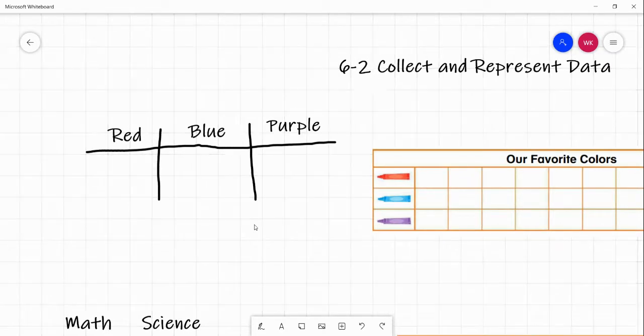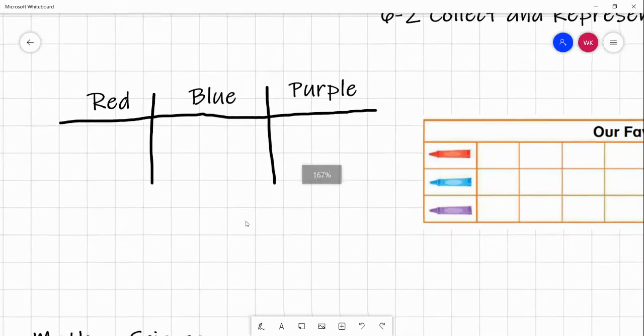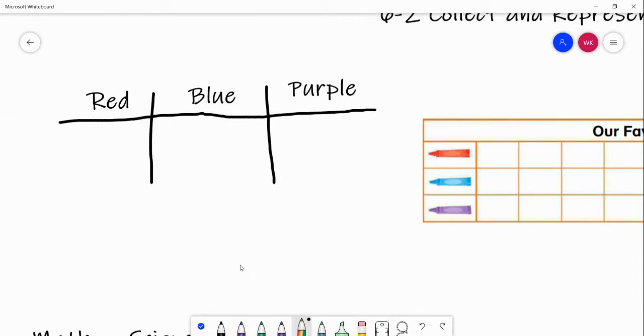So I'm going to ask Taylor. Taylor said her favorite color is red. So we have one tally mark for red. Leo said his favorite color is purple, so one for purple. Micah's favorite color is blue. Blaze's favorite color is purple.